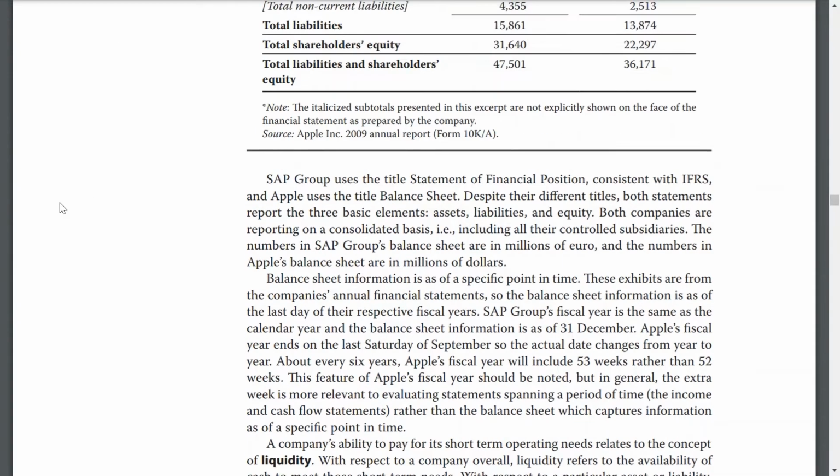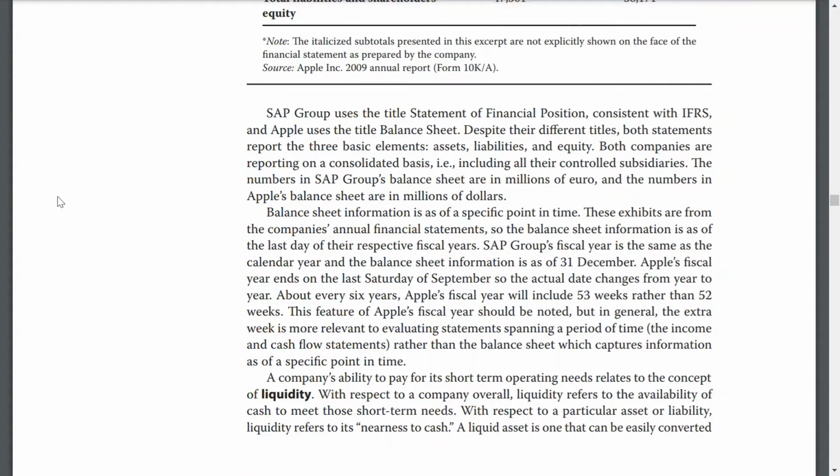SAP Group uses the title statement of financial position, consistent with IFRS, and Apple uses the title balance sheet. Despite the different titles, both statements report on three basic elements: assets, liabilities, and equity. Both companies are reporting on a consolidated basis, i.e., including all their controlled subsidiaries.